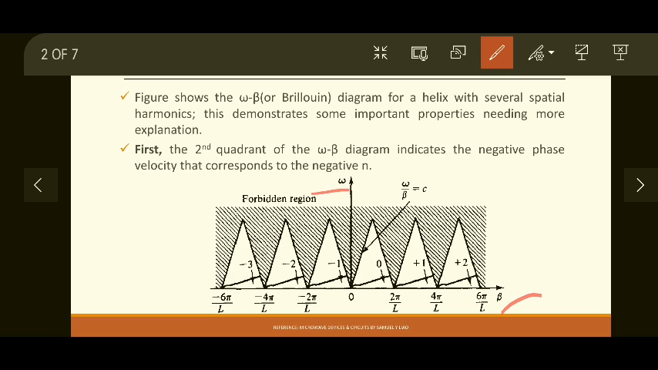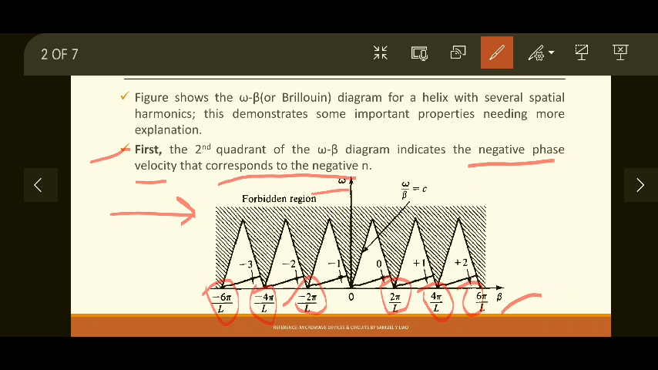So there are two key observations for this. First observation is the second quadrant of the omega beta diagram indicates a negative phase velocity, which corresponds to negative n. This is the second quadrant, indicates a negative phase velocity, that is here you will see corresponding to negative n. This is the first harmonic, this is second harmonic, this is third harmonic, this is negative first harmonic, negative second harmonic, negative third harmonic. Now what's the meaning of this?